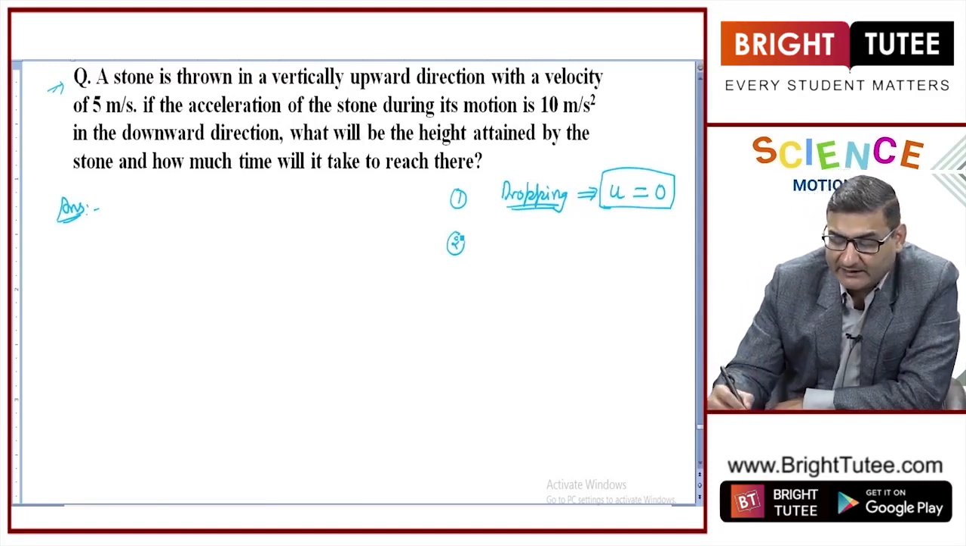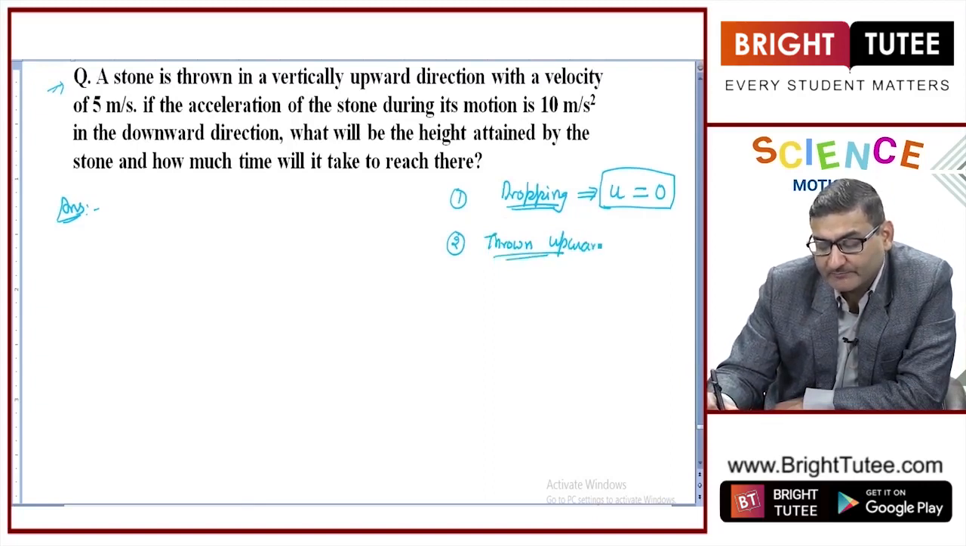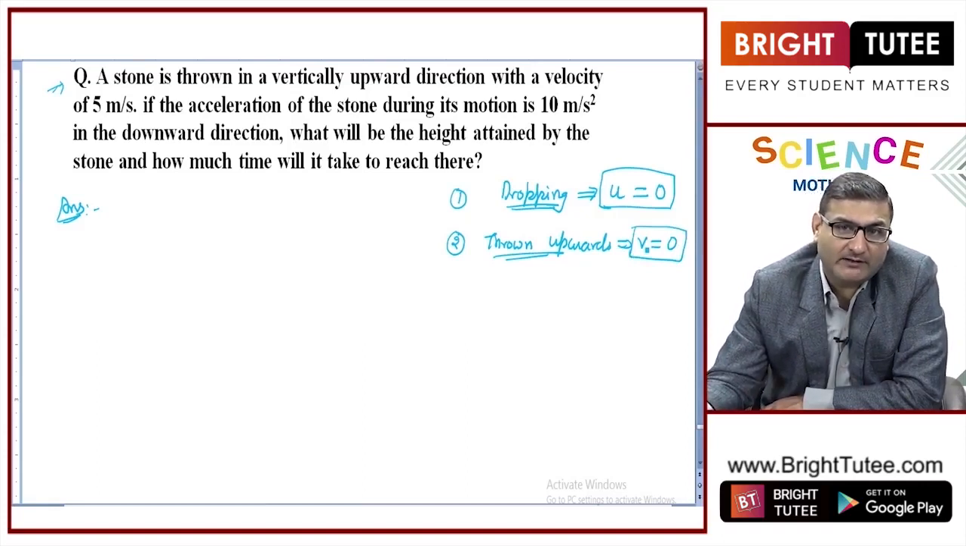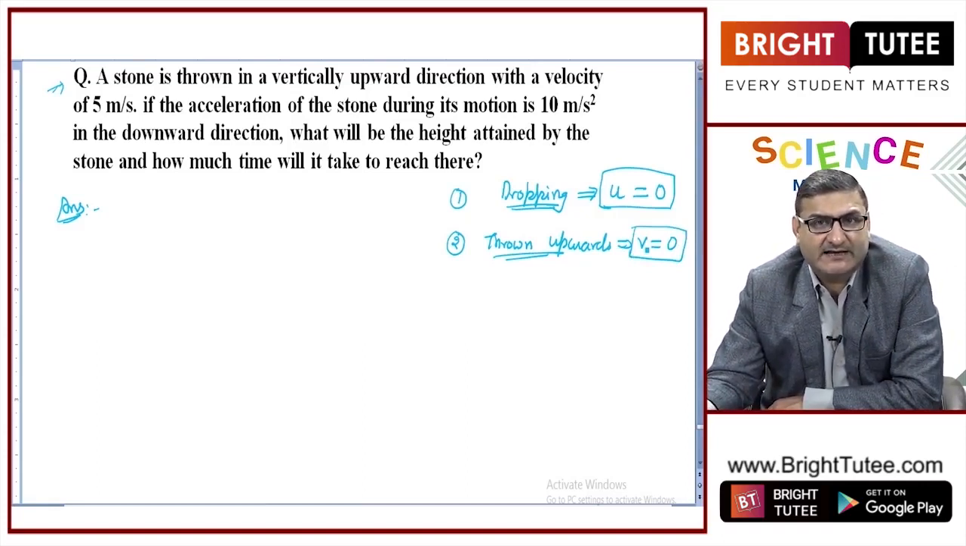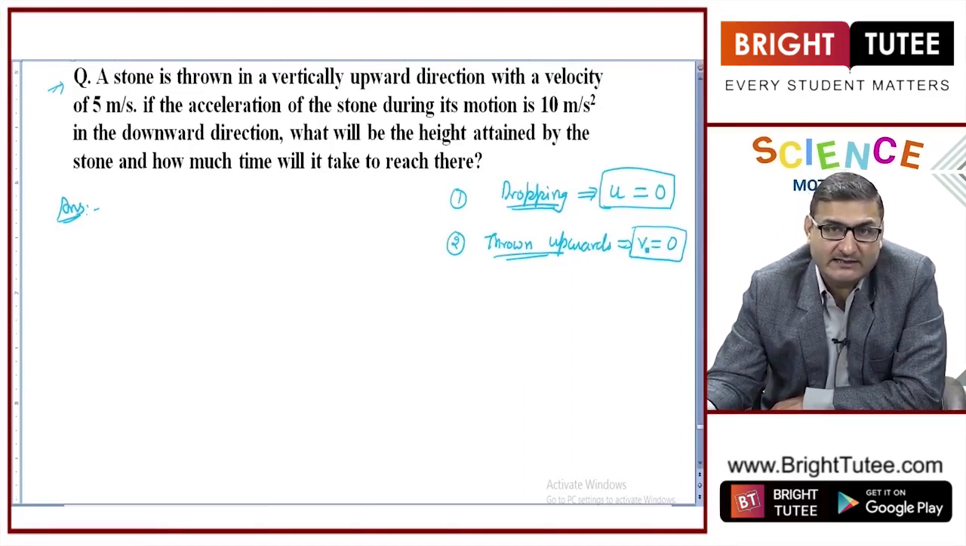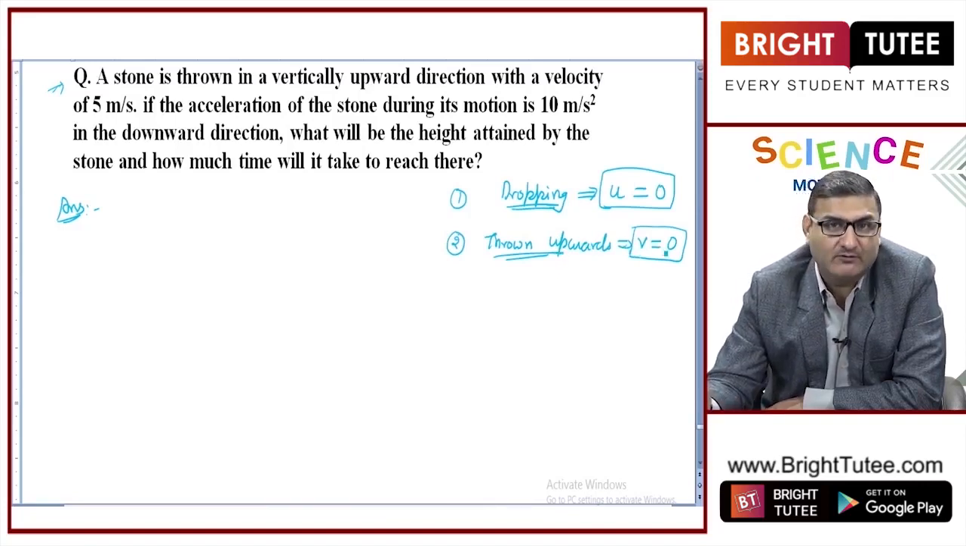So ultimately whenever a body or a ball or a stone or an object is thrown upwards, in that case always its final velocity we will take to be 0. Why? Because at that particular point, just for maybe even a fraction of second, the ball or the object stops. It will stop, because then it will come down, right? So whenever a body is thrown upwards, we will always take v, the final velocity, to be 0.